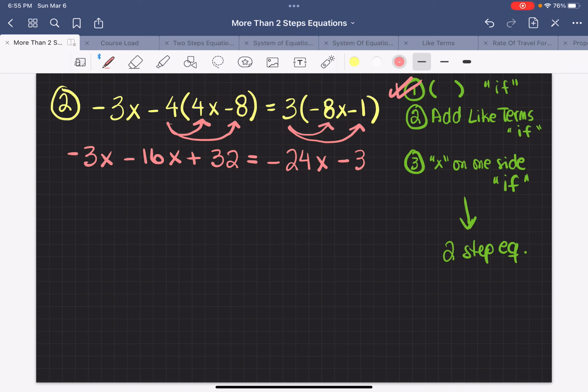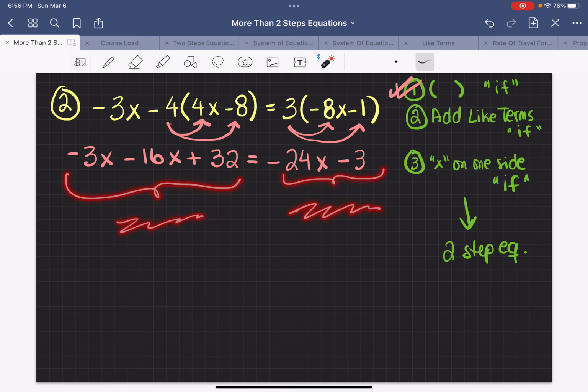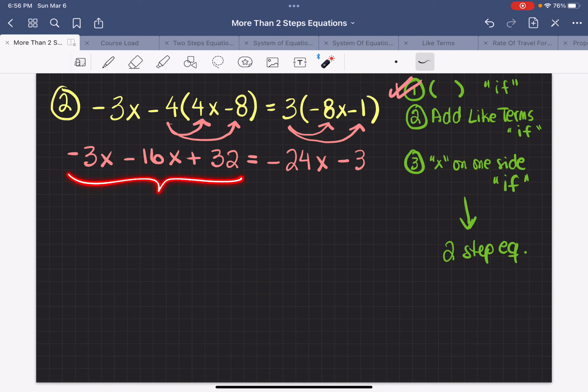Add like terms if you have any like terms to add. Here I'm going to look separately, just like I did with the parentheses. I solve this side first, and then I solve the parentheses of this side. Same thing with the like terms. I'm going to see if I have any like terms in this side, and I'm going to add it, and then I'm going to look if I have any like terms here on this side, and if so, I will add them. Okay, so let's look at the left side first.